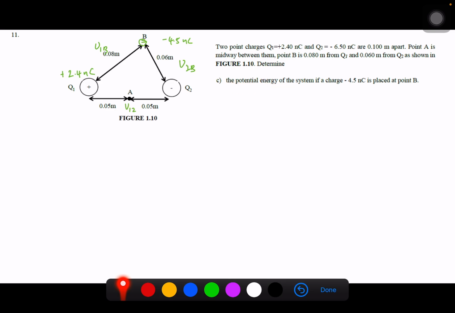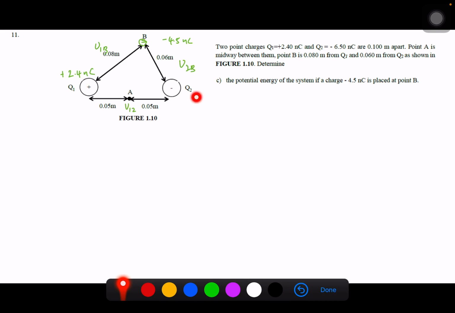So don't get confused between potential and potential energy. If the keyword is energy, then you need to use U. If you want to use U, the formula would be kQQ over r. So for each pair, for example here, the pair of Q1 and B, you will have one potential energy. For B and 2, you have another potential energy. So for each two charges, you will have one potential energy.